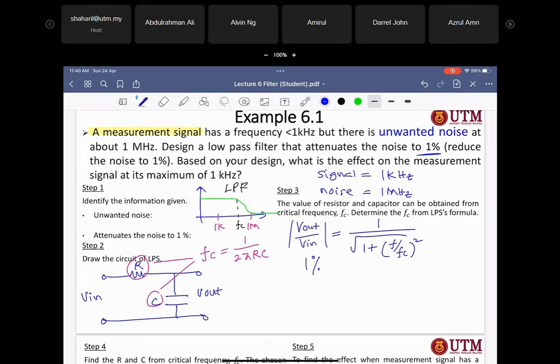Can you understand? Or I can write like this one: V out over V in is 1 over percent. Yes, correct. Our V in is 100%, so we want to reduce it to V out equal to 1%. Can you get it? So our V in is 100% noise, okay, we are talking about the noise, and we want to reduce it to 1%.